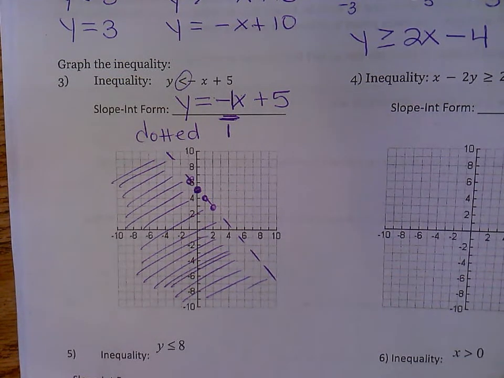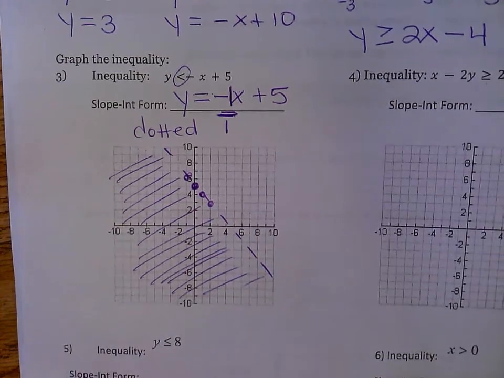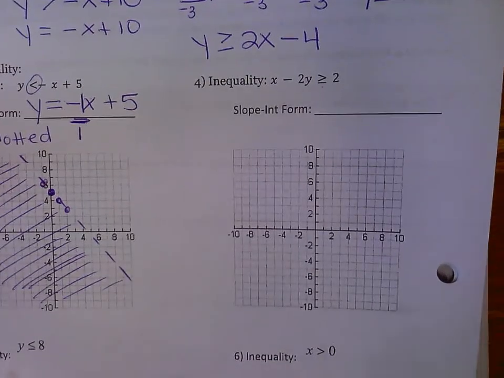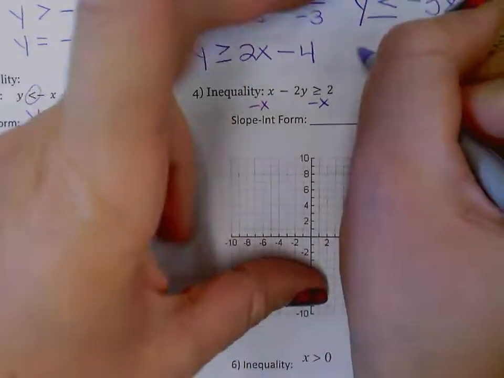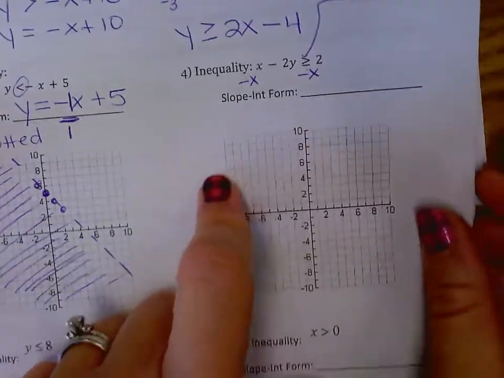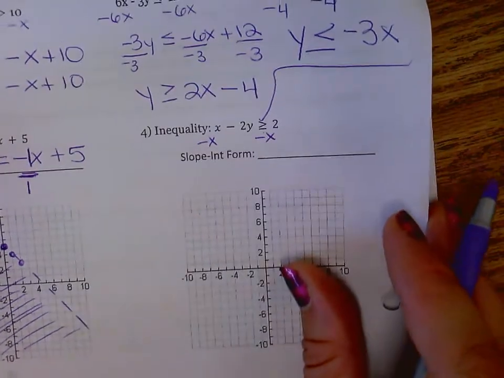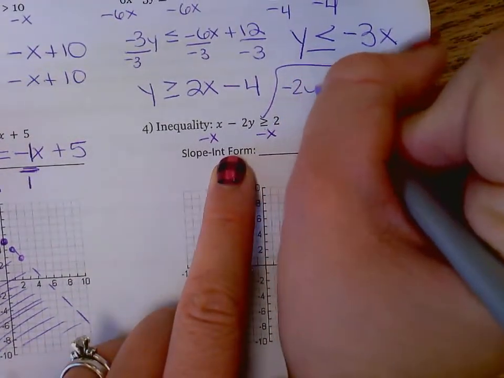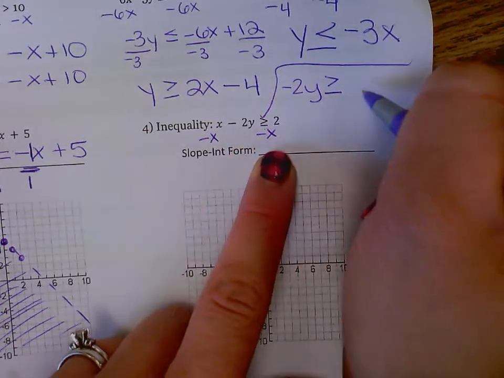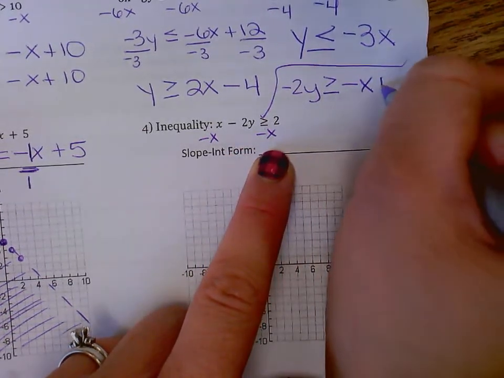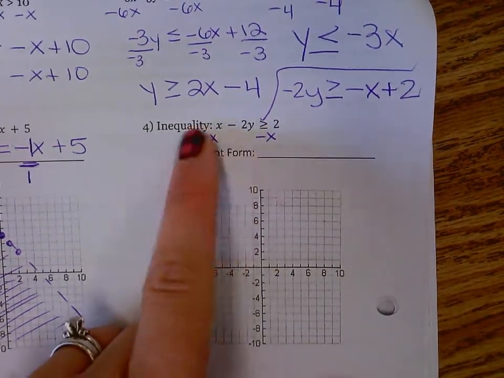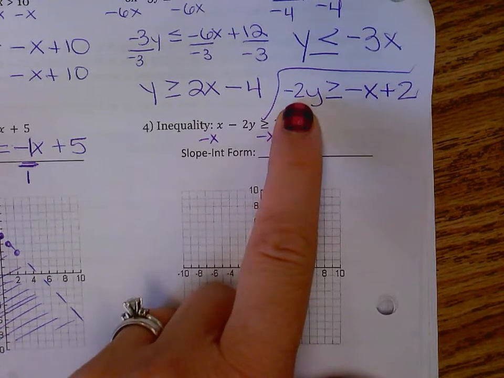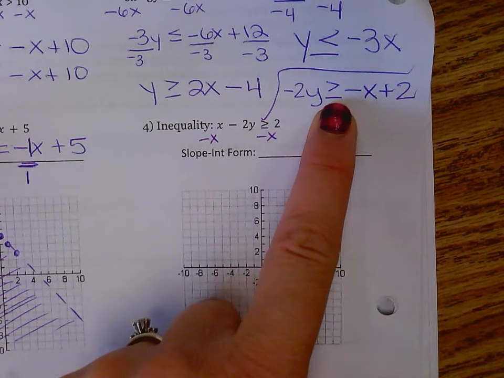All right, the next one. This one's going to take a little bit of work to get things by itself. What should I do to get y by itself? Subtract x to the other side. I like it. So I'm going to write up here a little bit. So I need some more room. So I've got -2y is greater than or equal to -x plus 2. Sorry, I didn't give you a lot of room to write it. So I subtracted x from both sides. So I have up here -2y is greater than or equal to -x plus 2.